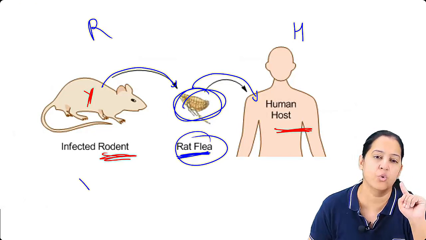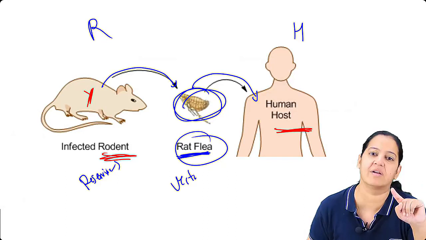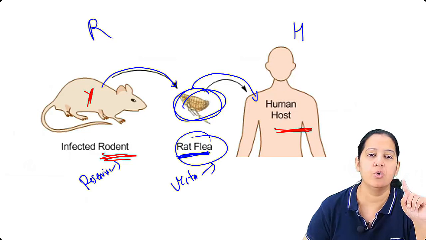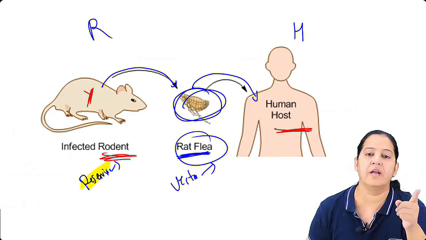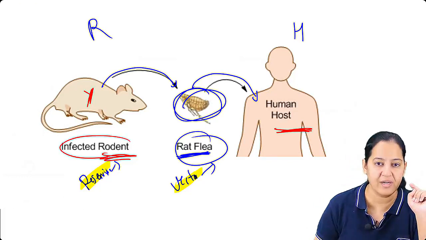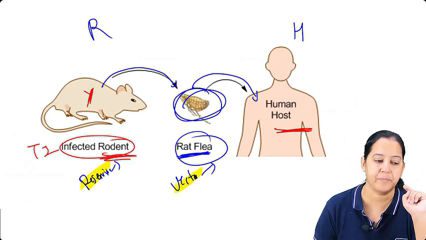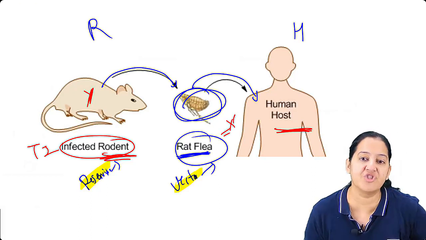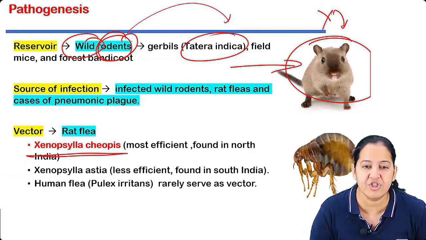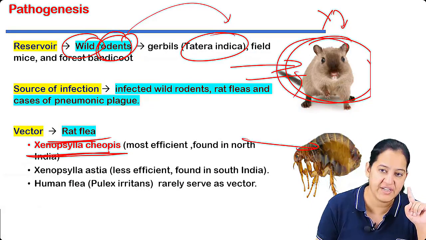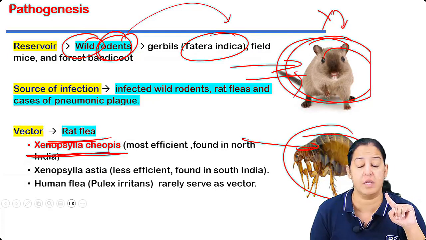So if I ask you who is the reservoir, you will say rodent. And if I ask who is the vector, you will say rat flea. Learn these 2 questions very quickly. Tell me the scientific name of both. The scientific name of the rodent is Tatera indica. The scientific name of the rat flea is Xenopsylla cheopis. So this is the rat, this is the rat flea.